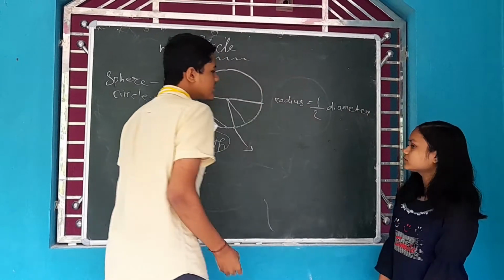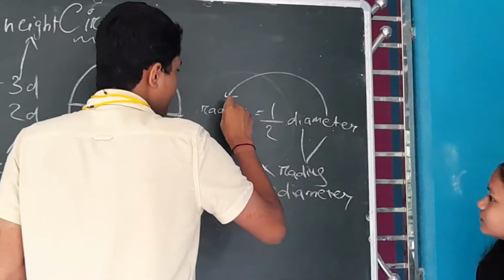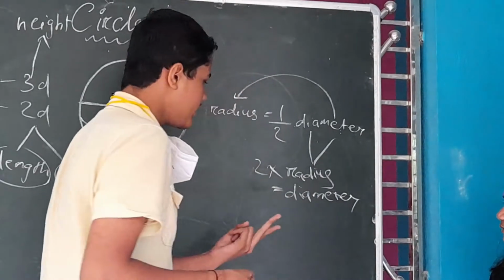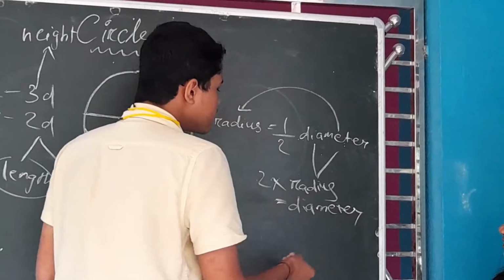Here we have to consider "meter", "di" and "meter". Here meter represents the radius and "di" means 2. Here 2 into radius, or 2 radius combined, forms a diameter. But we know that it is a length.